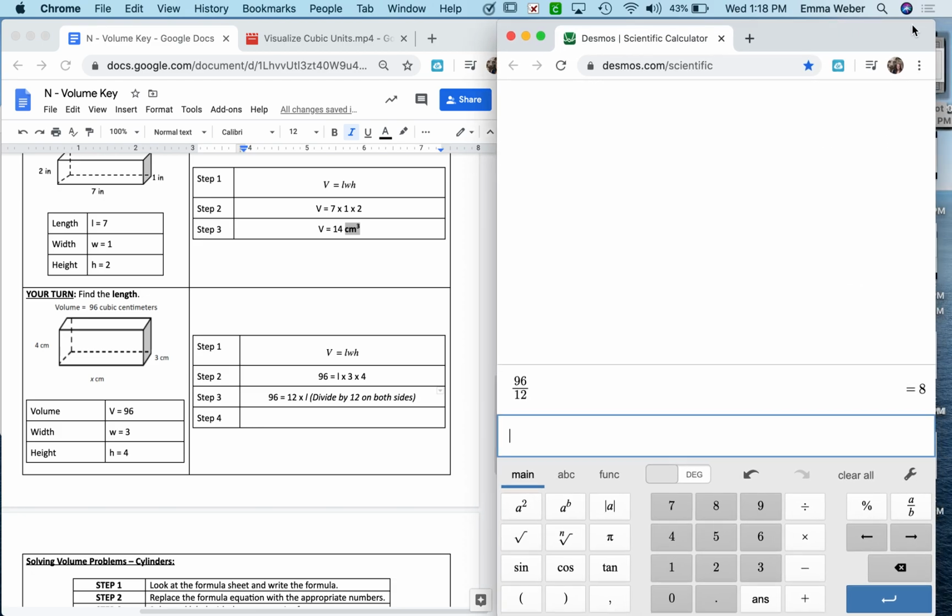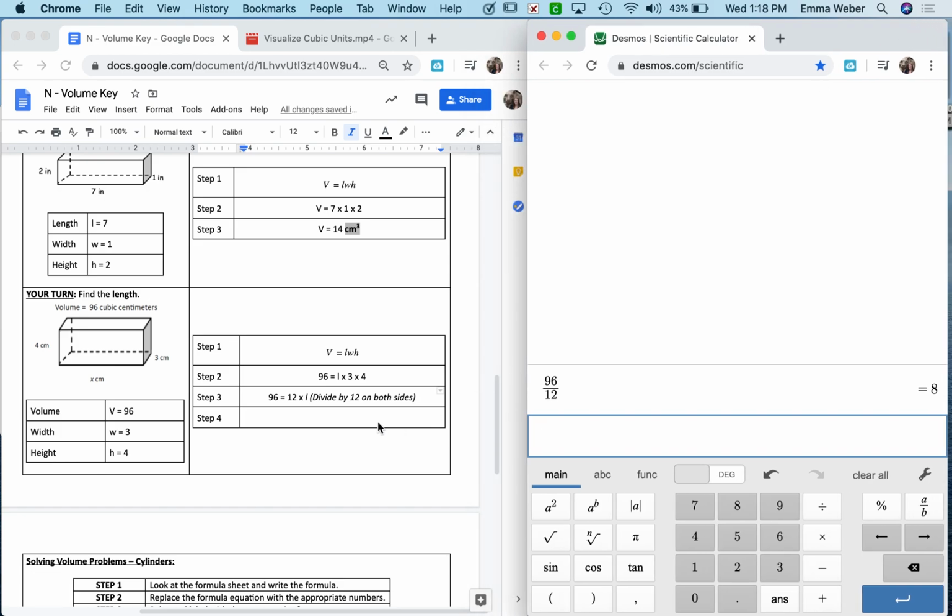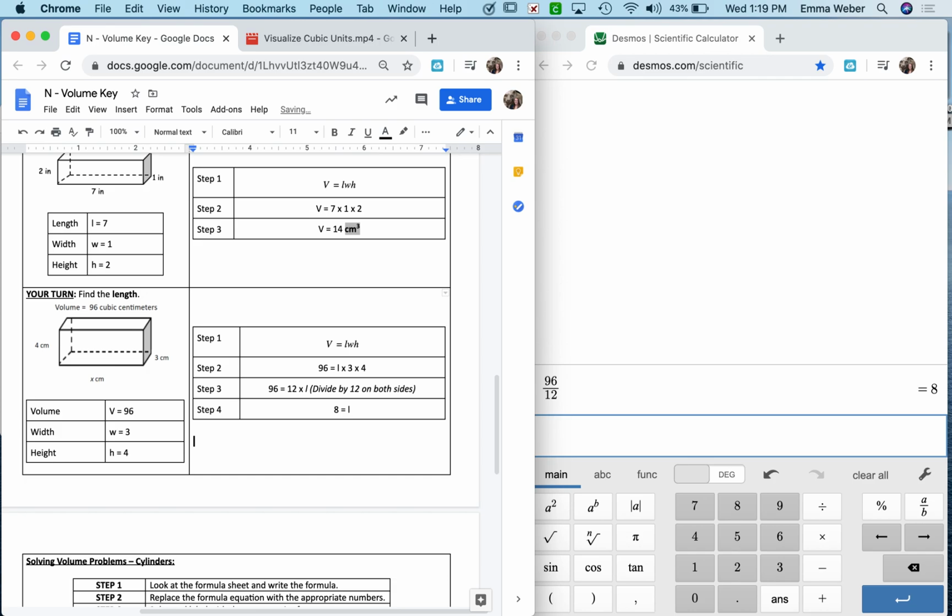I did not move my calculator over enough, so you can see 96 divided by 12 is 8. On this side, when I divide it by 12, I end up getting 8 equals, and 12 divided by 12 is 1, so I'm left with 1 times L, and 1 times L would just be L. So 8 equals L. That means the length here is 8, and we're going to label it with centimeters because that's what our other measurements were in. So that missing length was 8.